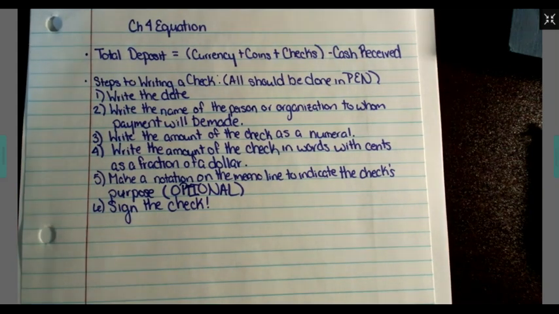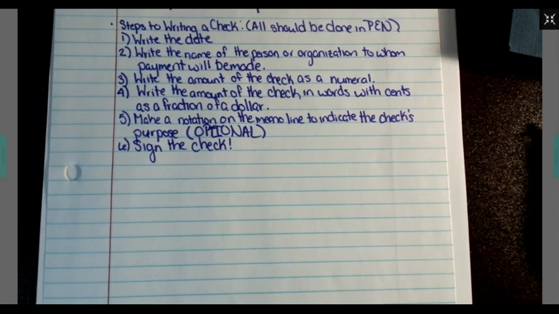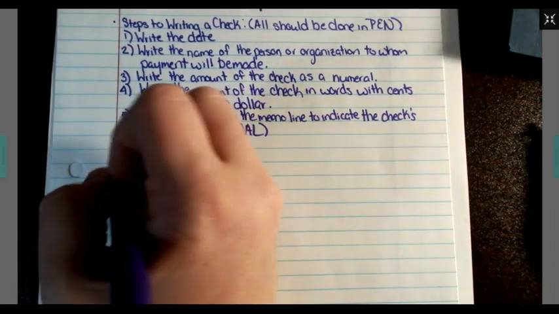Alright, today we will be covering lesson 4.3, check registers. We've got two new equations for this lesson, so go ahead and take a moment to add these to your list.